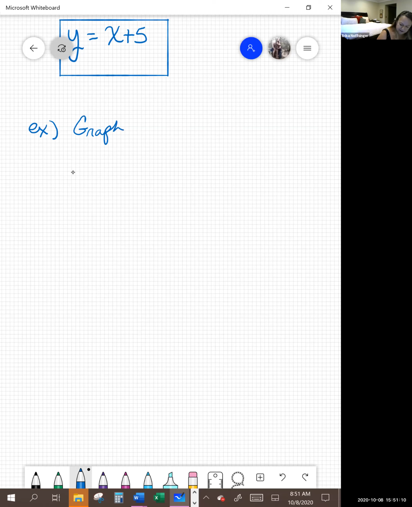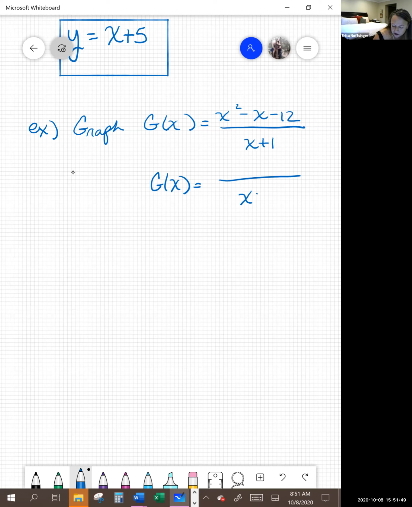So let's graph g of x is equal to x squared minus x minus 12 all over x plus 1. So we want to find asymptotes. Vertical asymptotes, we were looking at values that set the denominator equal to 0, but not also the numerator. A lot of times it's helpful to factor both the numerator and denominator. So let's just do that real quick. The denominator can't be factored, but the numerator can.